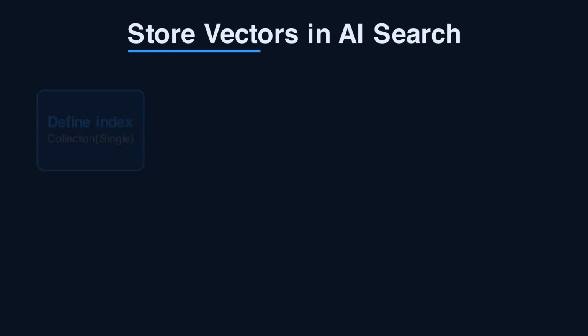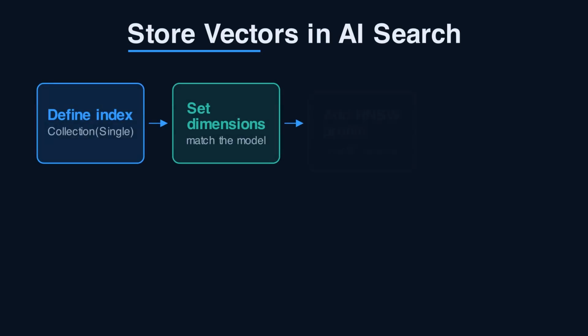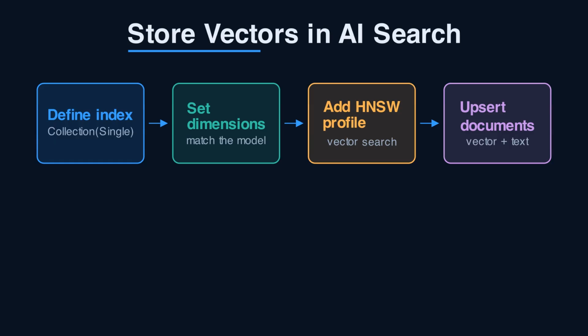Now persist them. In Azure AI Search, define an index with a field of type Collection(Edm.Single), set its vector dimensions to match your model exactly, and attach an HNSW vector profile for approximate nearest neighbor search. Upsert documents carrying the vector plus the original text and any metadata you want to filter on. Keep the source text alongside the vector. You'll need it to return real content to the user, not just an ID.